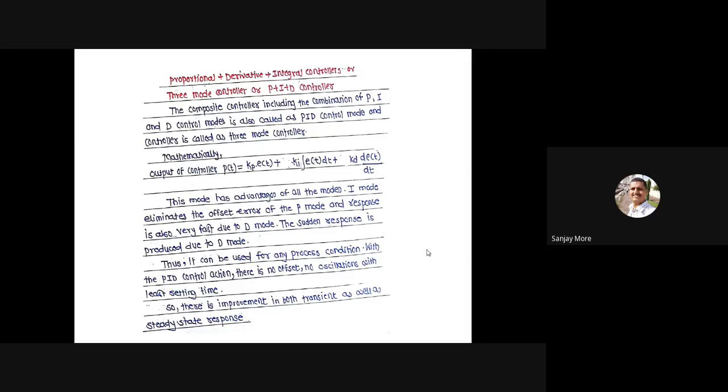So in total there are three controllers: proportional, derivative, and integral. It is very useful to remove all the error occurring in the control action, and the response is very fast due to the derivative mode. This is used for any process condition, with control action within the least settling time, or minimum settling time. Okay.